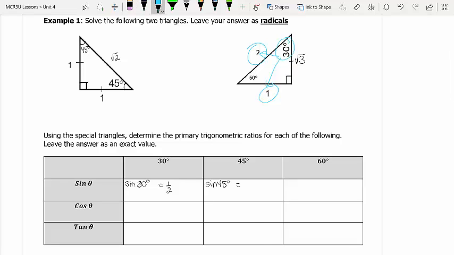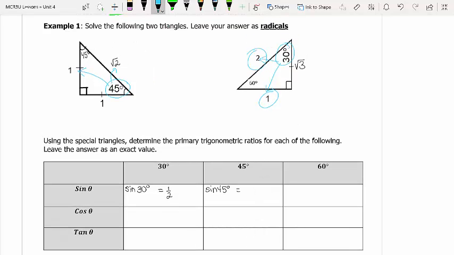Let's try, what's sine 45? Well, let's pick the triangle that has a 45-degree angle, and then what's the opposite and hypotenuse side to that angle? So opposite is 1, hypotenuse is root 2. So that means that sine of 45 is 1 over root 2.